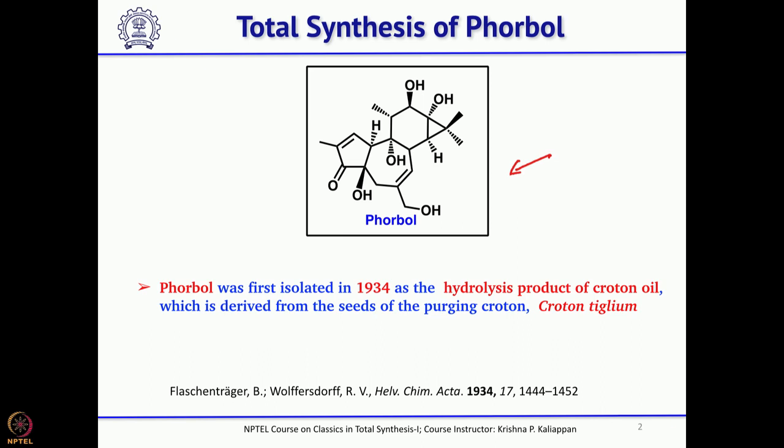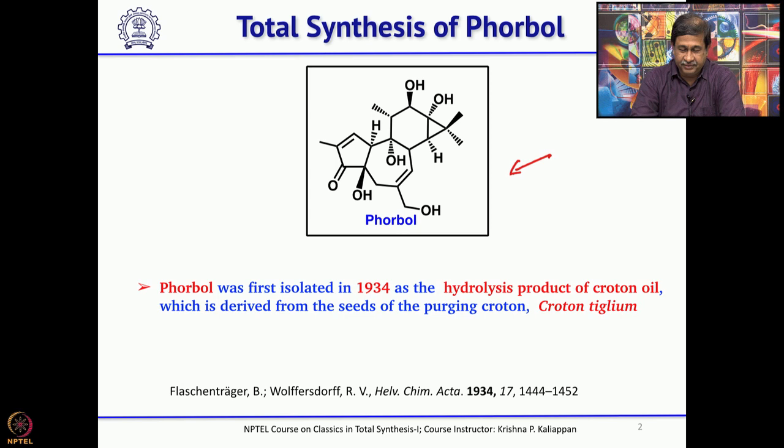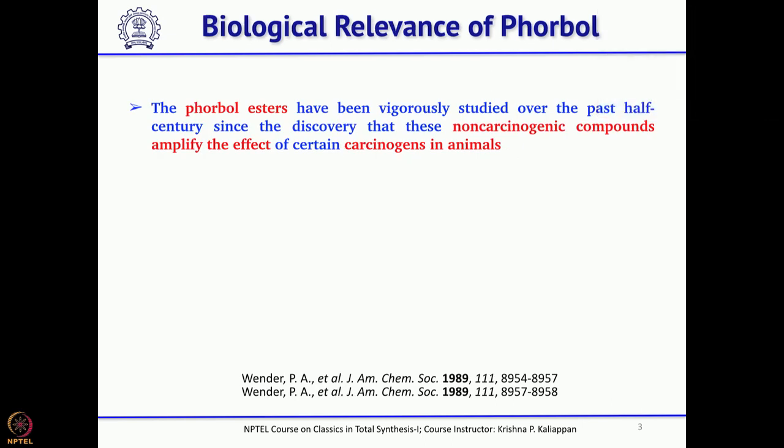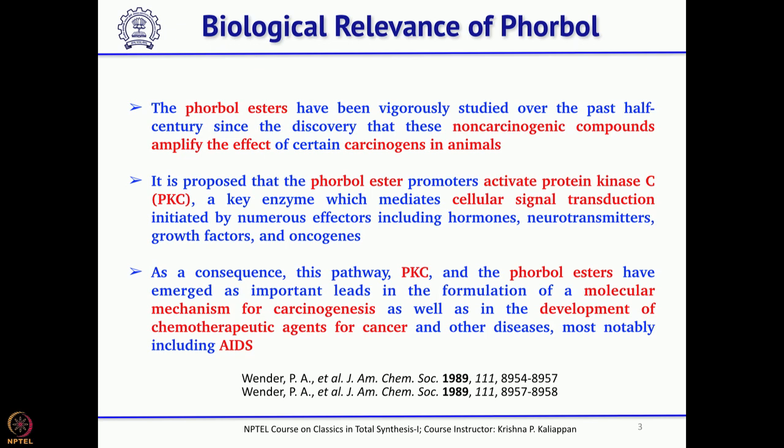This was isolated in 1934 from the seeds of purging croton, and it took about another 43 years to determine the correct structure of Phorbol, which is understandable considering the complex structure. It took another 22 years for the first total synthesis of Phorbol, reported by Paul Wender. It has an excellent biological activity profile, and particularly it helped in the development of many chemotherapeutic agents for cancer and other diseases like AIDS.